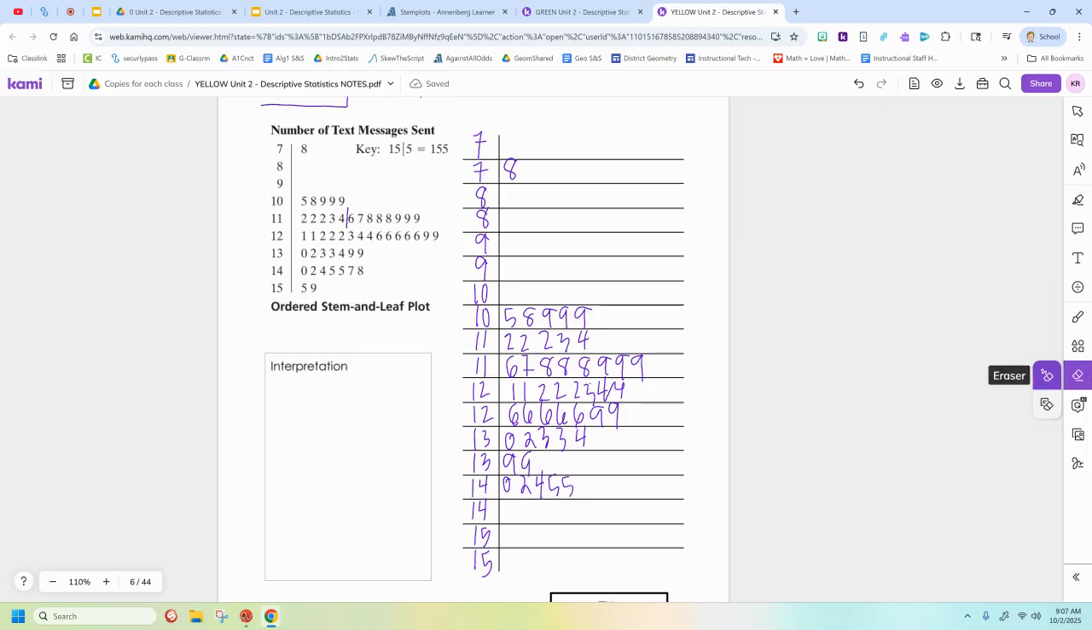The 5s go on the next one. So it's kind of like rounding rules, right? 5, 5, 7, 8. Then we have 5 and 9.